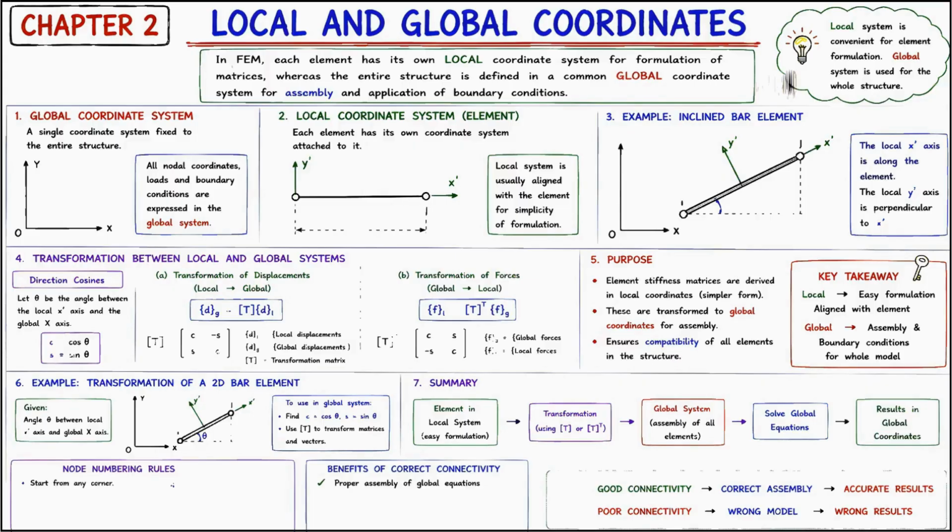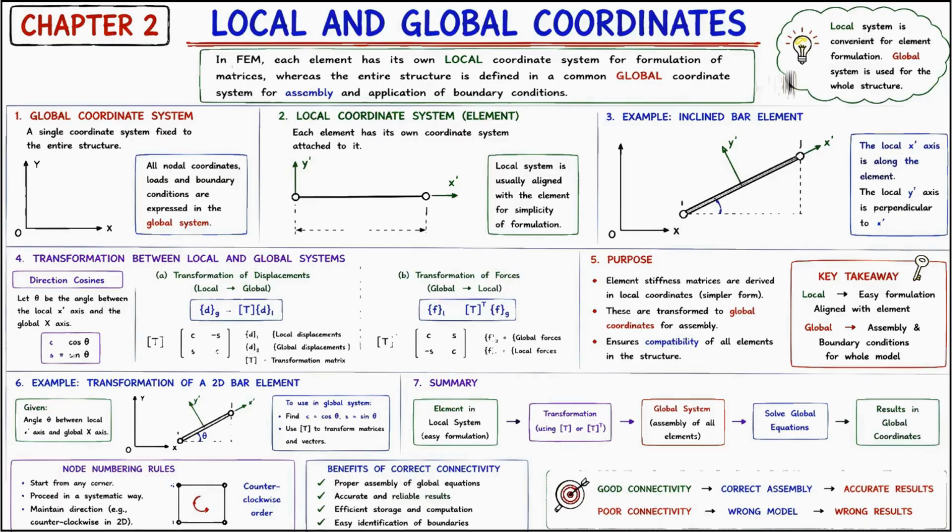Although the mathematical expressions may appear advanced now, don't worry. In the coming chapters, we will derive these transformation matrices step by step and understand how they are used in finite element formulations. For now, simply remember the purpose. The local coordinate system simplifies the formulation of individual element equations. The global coordinate system combines all elements together, applies boundary conditions, and solves the complete structure. In short, local coordinates are used for element formulation. Global coordinates are used for structural assembly and final solution.